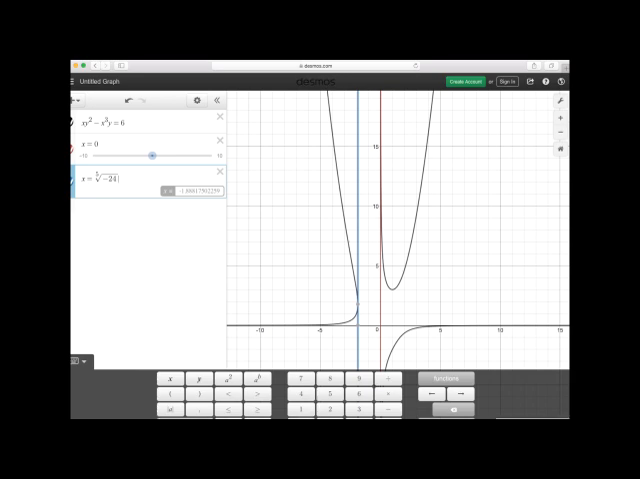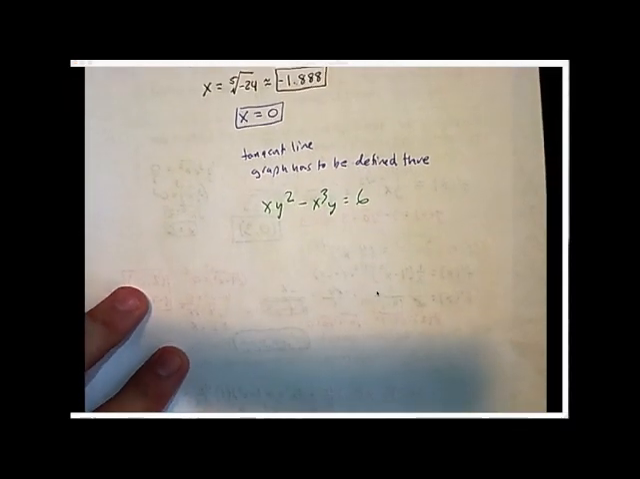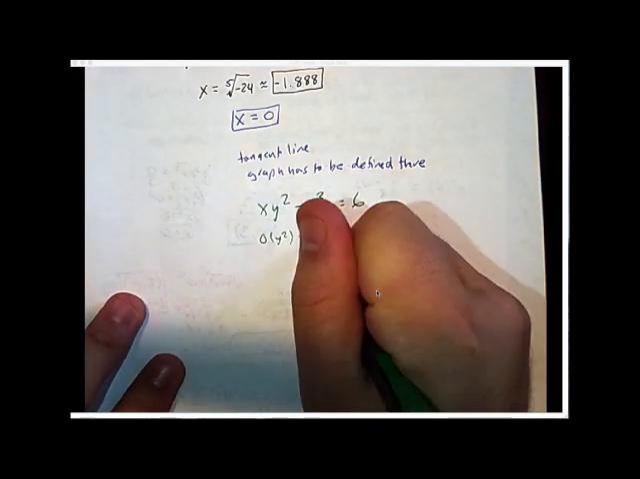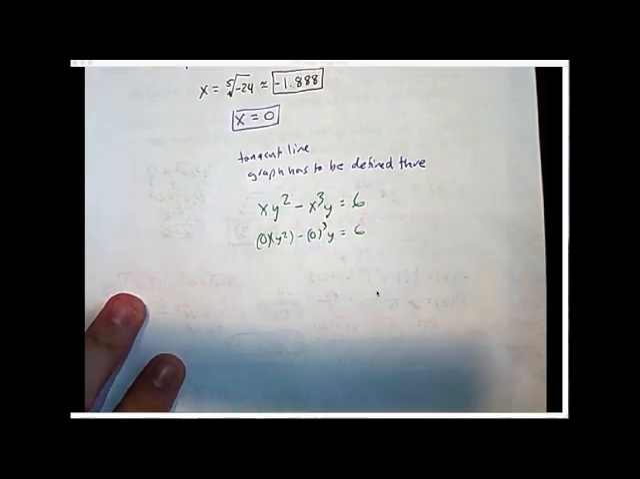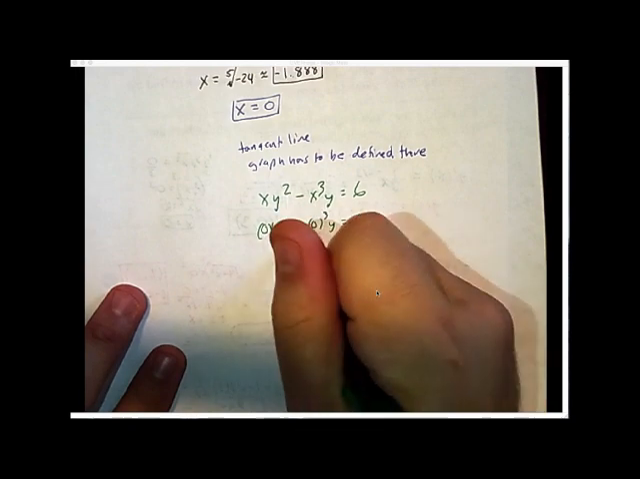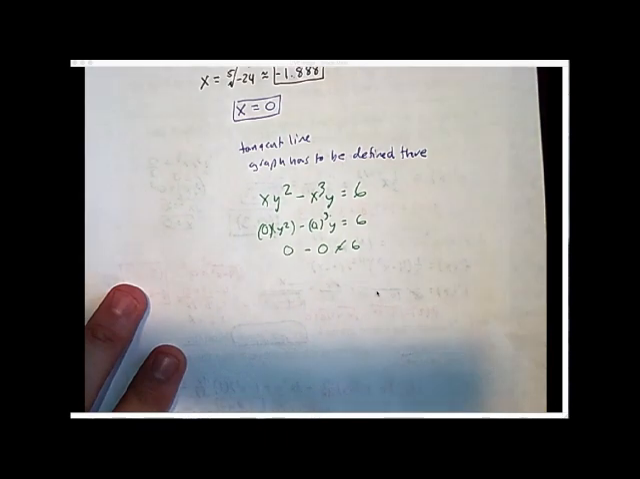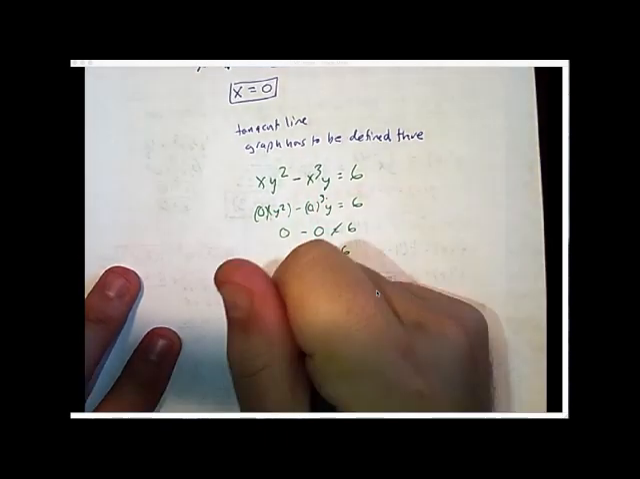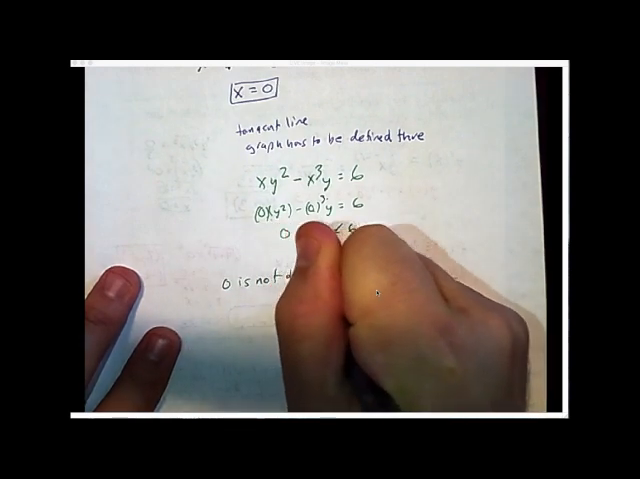Let me go back to my screenshot here. If I plug in an x value of 0 here, I would get 0 times y squared minus 0 cubed times y equals 6. Well, if I simplify this, 0 times y squared is 0. 0 cubed is 0 times y would still be 0. That's not true. 0 does not equal 6. So that means 0 is not defined for the relation.